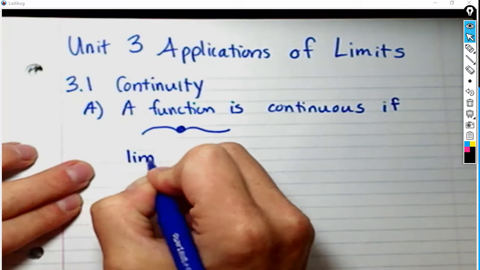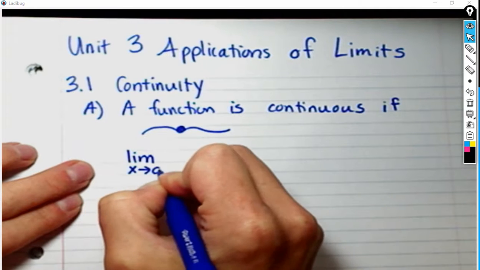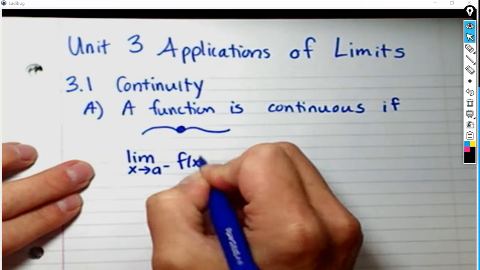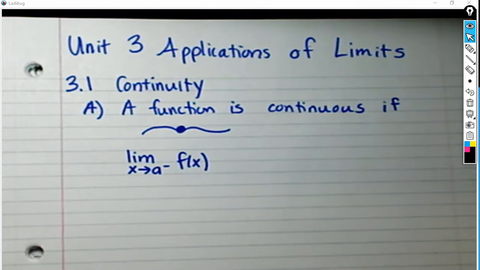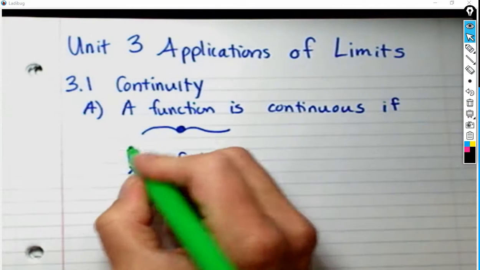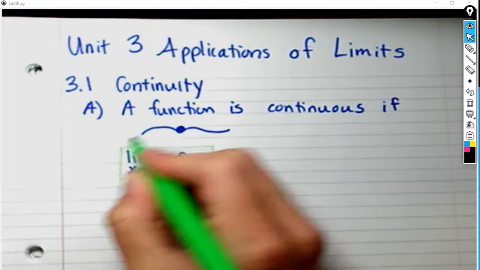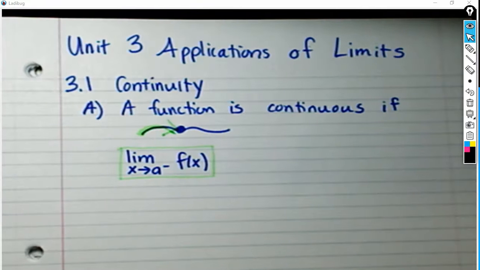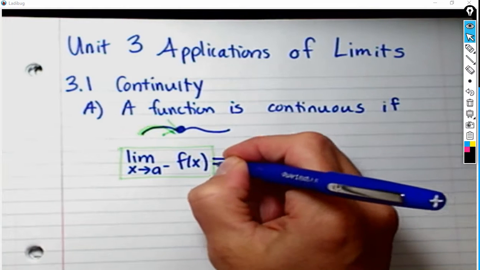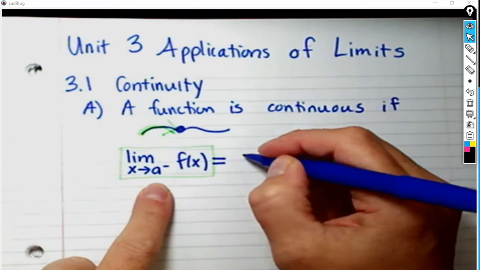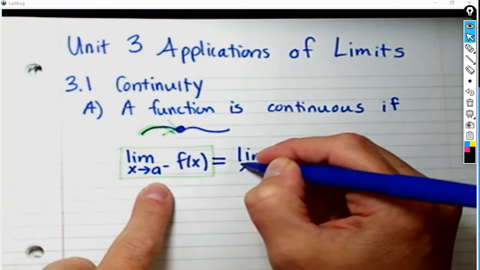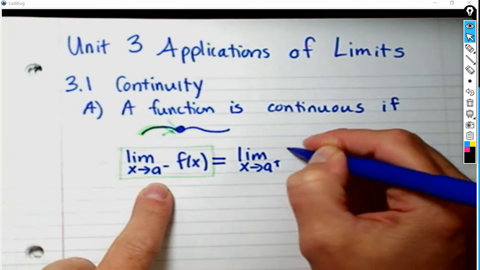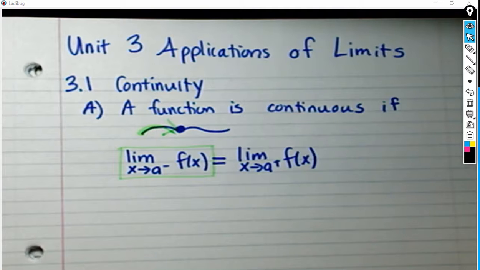So this is the limit as x approaches a from the left. This part right here is approaching from the left. How do I say with limit notation that something is continuous? The limit from the left is actually the same as the limit from the right.